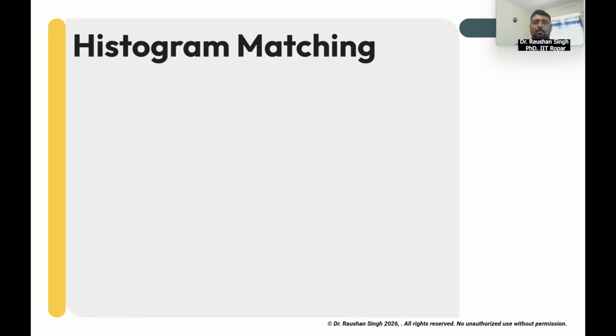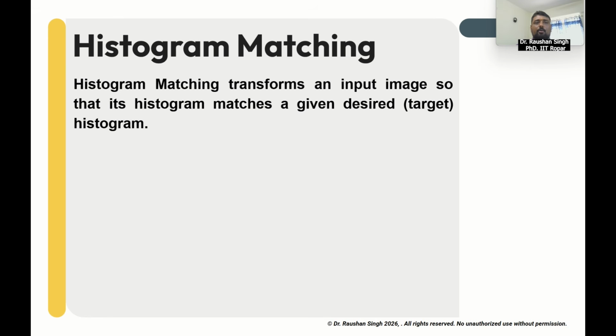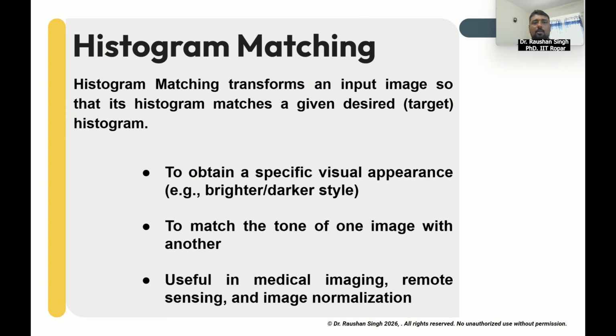Okay, so what benefit it can give, I will be showing you right now. Histogram matching transforms an image so that its histogram matches a given desired target histogram. So in this case, you need a target histogram also, and your image should look like that histogram. It should use the features of your target histogram. Okay, so it is basically used to obtain a specific visual appearance, brighter, darker, or whatever it is.